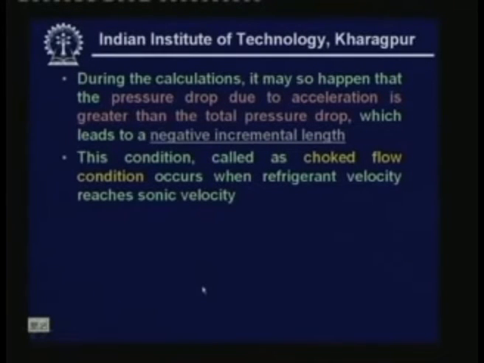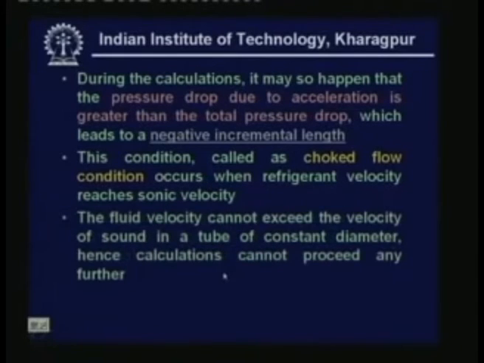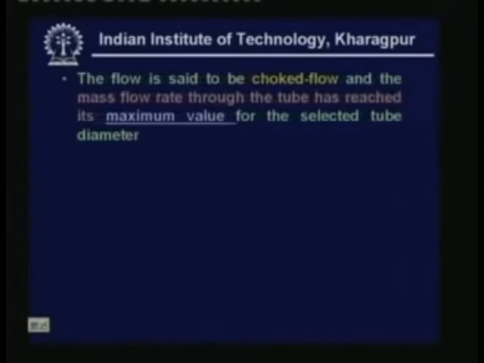This kind of condition is called a choke flow condition, and this condition occurs when the refrigerant velocity reaches sonic velocity. That means the velocity of sound at that point. The fluid velocity cannot exceed the velocity of sound in a tube of constant diameter, hence calculations cannot proceed any further. There is a problem of choked flow, and the flow is said to be choked, and the mass flow rate through the tube has reached its maximum value for the selected tube diameter.